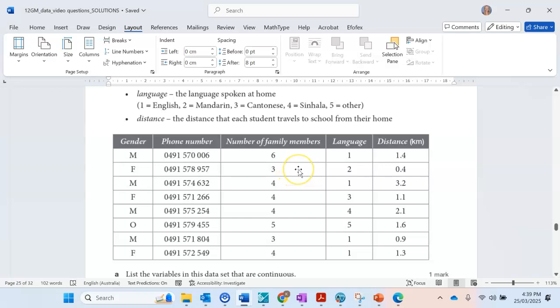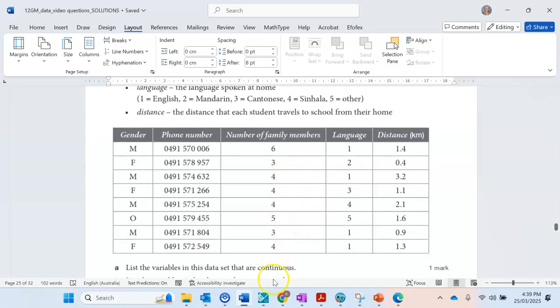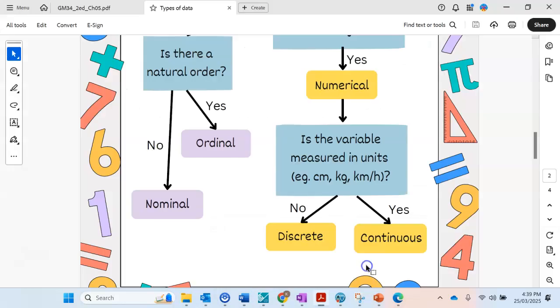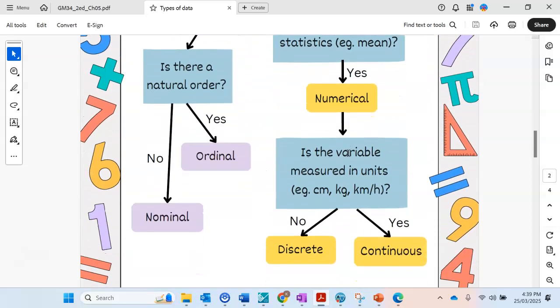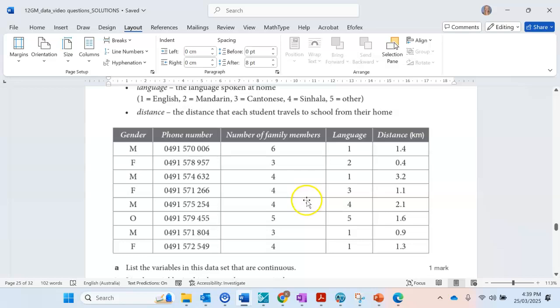All right, number of family members. So we can see numbers being used. Are numbers involved? Yes. Does it make sense to calculate the summary statistics like the mean? Yes, it does. So we've got numerical. Is the variable measured? Well, no, we're counting them, so it's discrete. So number of family members is discrete.